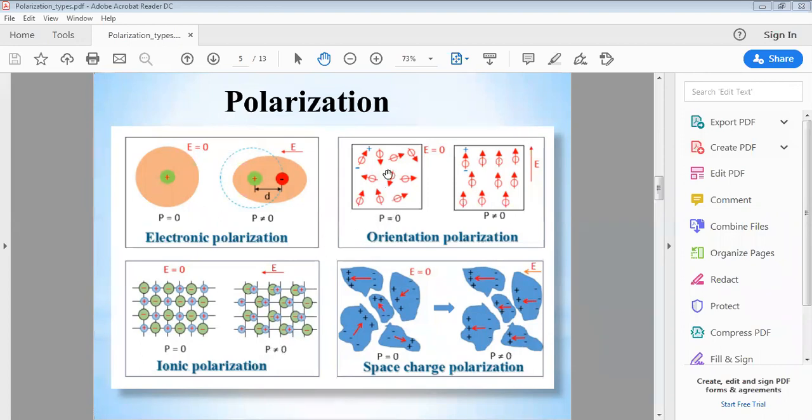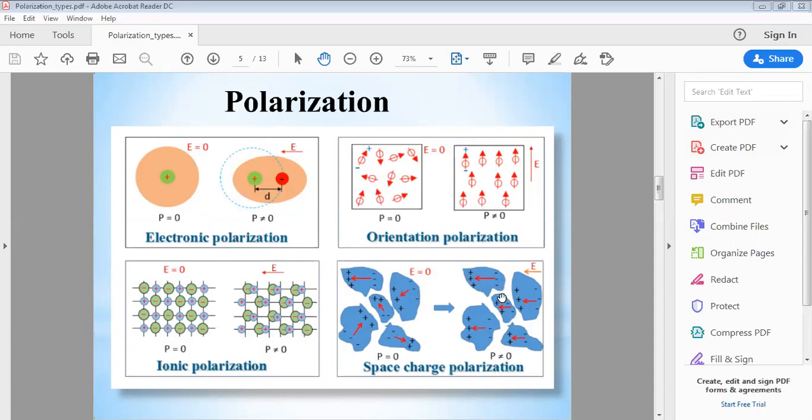Similarly, in orientation polarization, as I said before, these are all molecules, your organic molecules. When you apply an electric field, the whole molecules will orient. Now you are creating polarization.